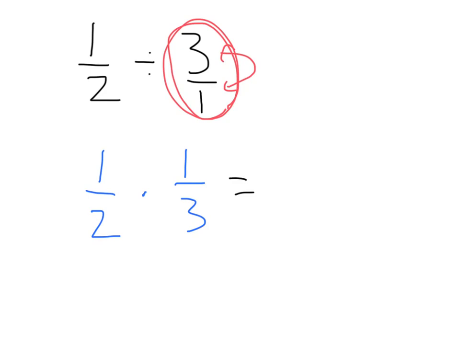Now I just multiply across. I have 1 times 1 for the numerator is 1. 2 times 3 for the denominator, which is 6. 1/6 cannot be simplified, so 1/6 is our final answer.